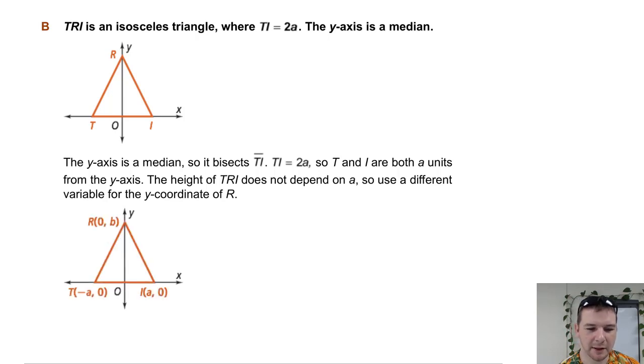So take note. Vertex T has coordinates (-A, 0). It's right on the x-axis, and it's A units from the center, or the y-axis. Vertex I has coordinates (A, 0). Vertex R has coordinates (0, B).